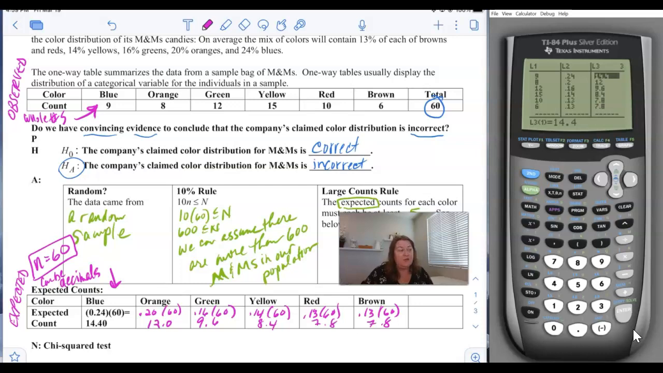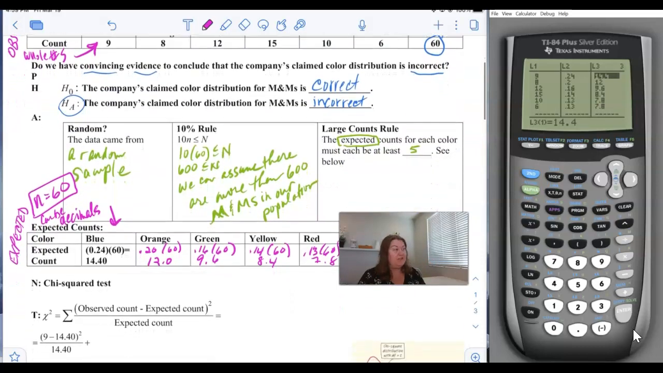So the second grouping is basically what we should have gotten if the M&M candies came out like they were supposed to, right? So I can look at that and I go, okay, wait a minute. The blues, we're supposed to get 14, we only got 9. The oranges, we were supposed to get 8, we got 12. The greens, we were supposed to get 9.6, we got 12. So these don't look like they're very close, do they? Matter of fact, the closest one is probably the brown one, where we should have been getting about 7.8 and we actually got 6. All right, so we're going to turn that into a number eventually, but we first have to create the expected count table. So that's there.